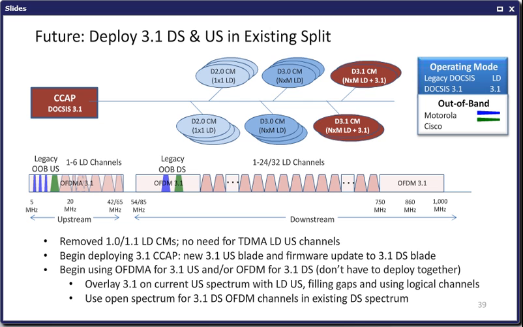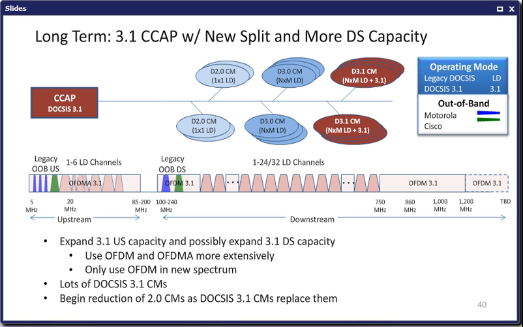In the case of the upstream, both 3.0 and 3.1 devices would be able to use the entire available spectrum through this TDM feature of DOCSIS 3.1. Then eventually additional spectrum could become available or could be made available, and when that is the case, for example, in the upstream, we could expand the upstream capacity to 85 megahertz.